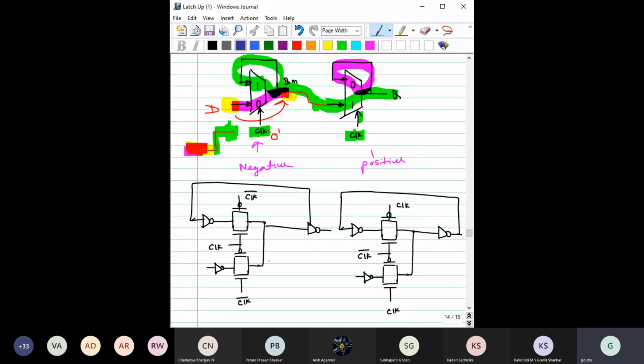The first one is the negative latch, the second one is the positive latch, right? You just connect it like this. It becomes like this. In one case, it will transfer to here. Very simple. Any doubt?